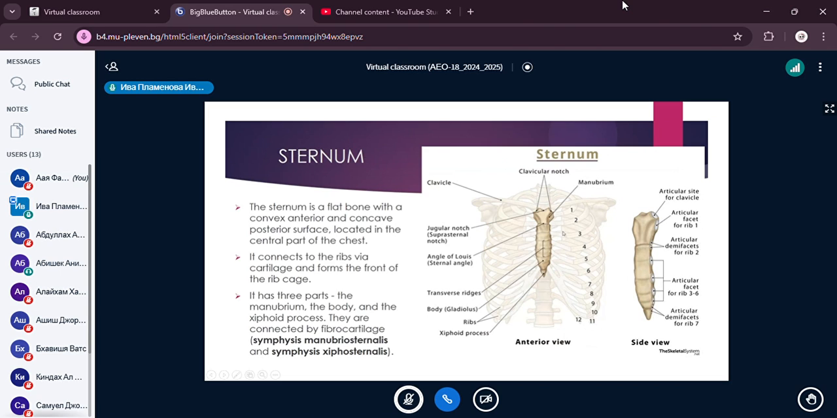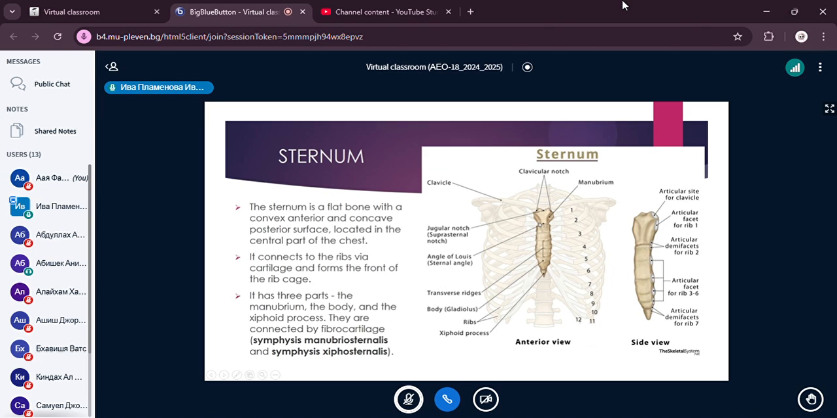Of course, flat bone located in the central part of the chest. It connects to the ribs by cartilage. It has three parts, I already told that. We have manubrium, body, and xiphoid process.